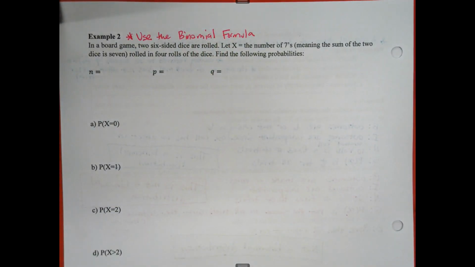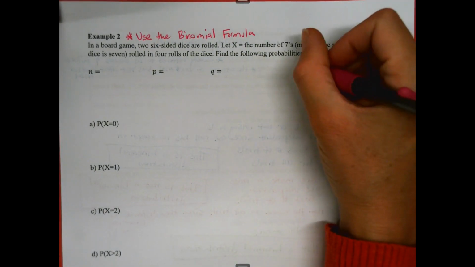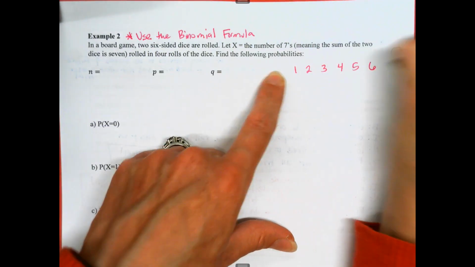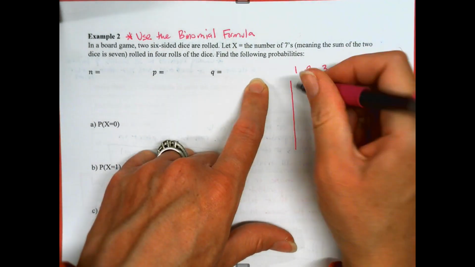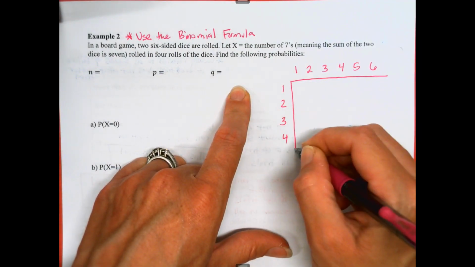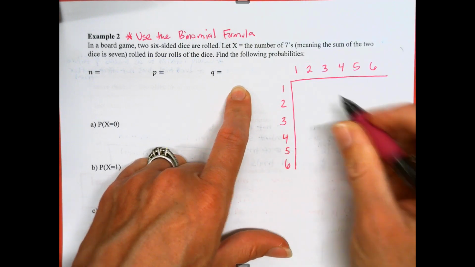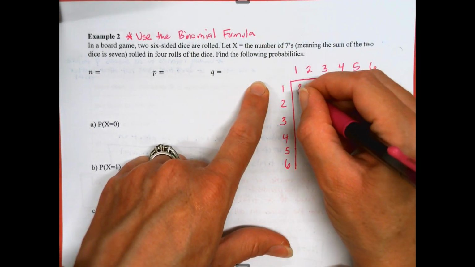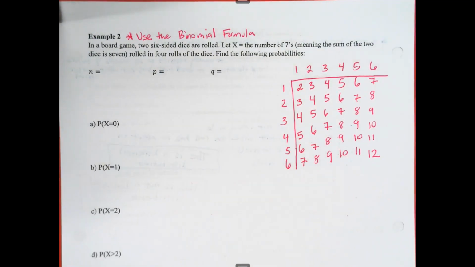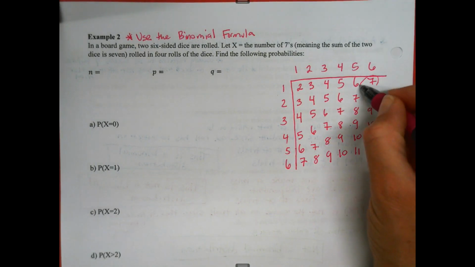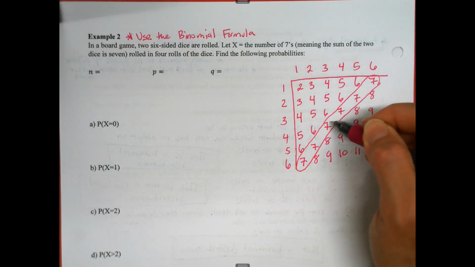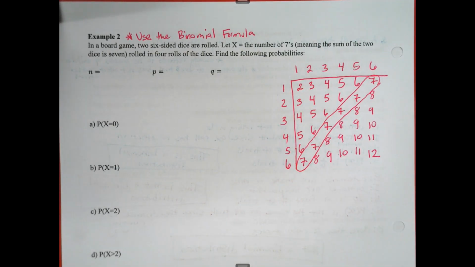Let's think first. Okay, we need sums of 7. So if we're going to roll 2 dice, we can get outcomes of 1 through 6 on the first die and 1 through 6 on the second die. If we get a 1 and a 1, our sum is 2. A 1 and a 2, our sum is 3. There are 36 outcomes.